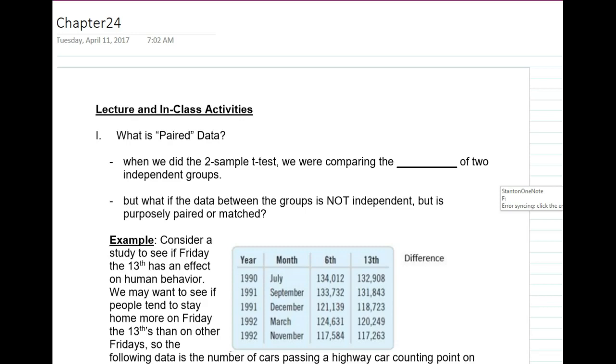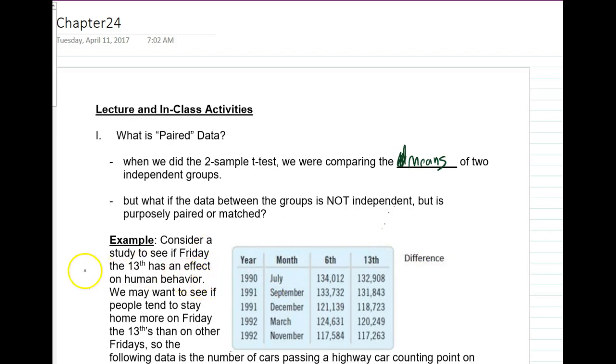And here's an example, I guess, that we'll start with. Let's start up here. What is paired data? When we did our two-sample t-test, and that was for chapter 23, what we were doing is we were comparing the means of two different groups. But if the data is not independent, but it's purposely paired or matched, that's going to give us, as I said, an opportunity.